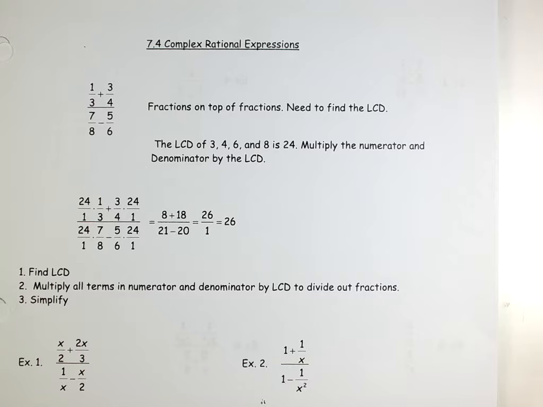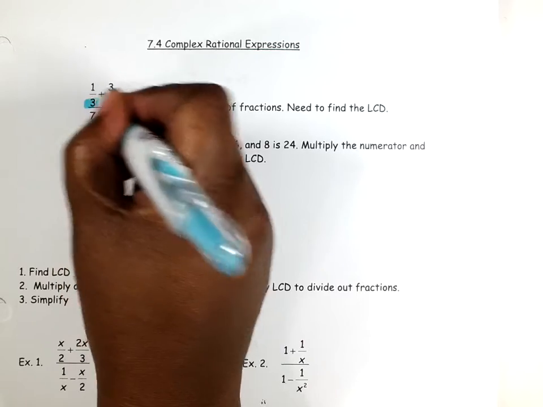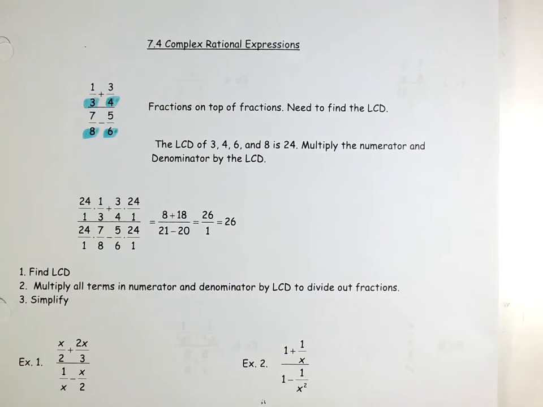So the first thing I want to do is look at all these little denominators. So there's 3 and the 4 and the 8 and the 6. So those are all our smaller denominators, and I want the least common denominator. So if we look at those numbers, the smallest number that all of them go into is 24. So what we're going to do is multiply every single term by 24.